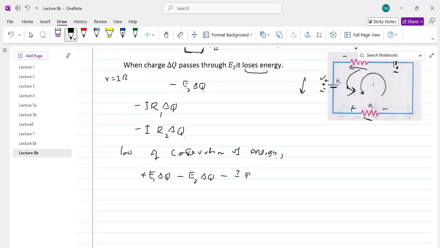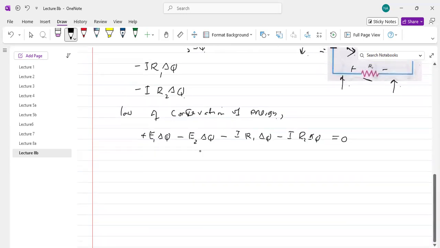and in traversing through resistance R1 is minus I R1 delta Q, and through R2 is minus I R2 delta Q. It must be equal to 0. The change in energy is 0 because of the law of conservation of energy: there is no source or sink of energy in this circuit. So the total change of energy around the closed loop must be equal to 0. So delta Q is common and can be taken out.